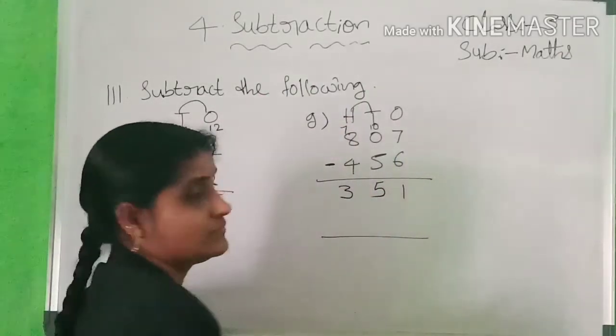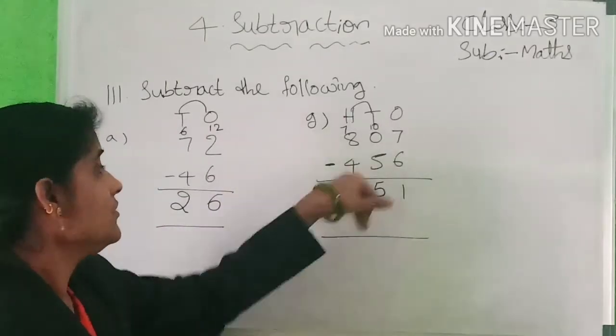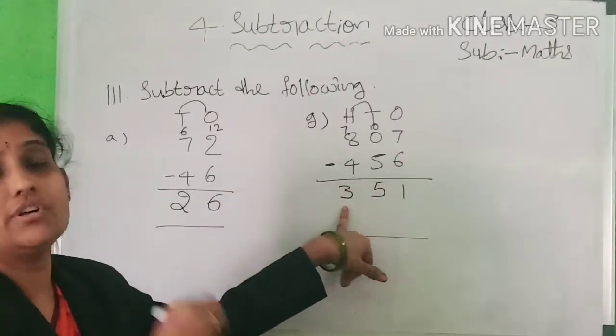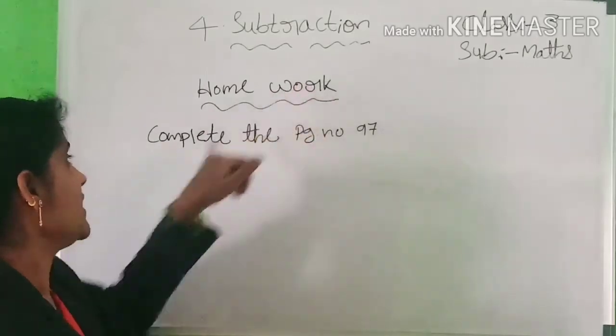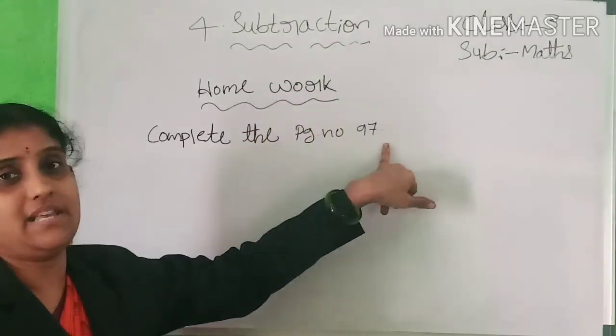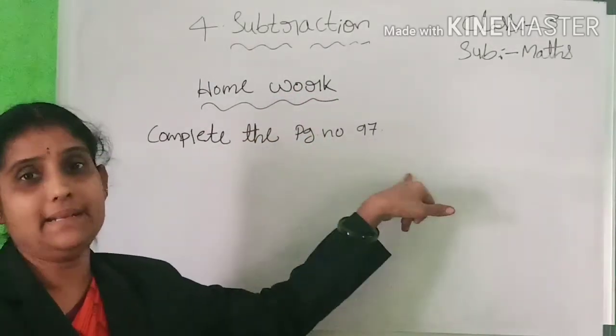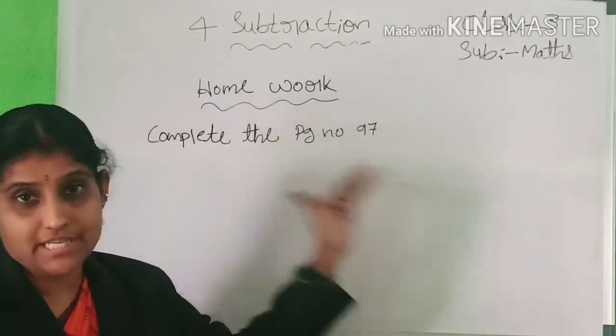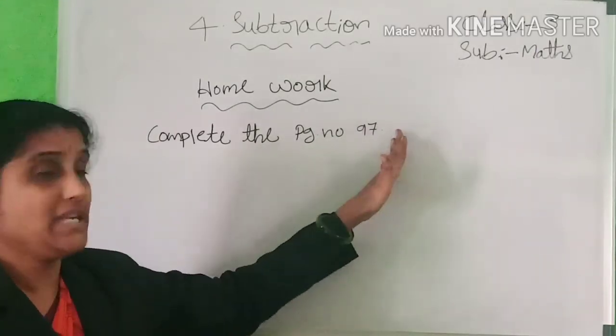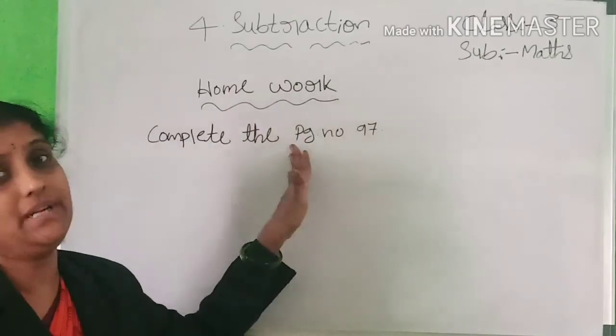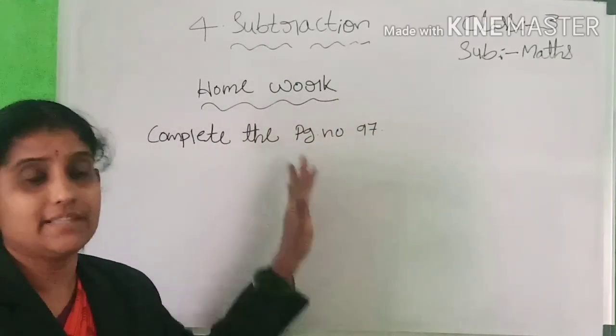Okay children. Note this one. Okay, children, today homework. Complete page number 97. Complete page number 97. You have to take out textbook, take out page number 97, complete it. Okay, children. Thank you.